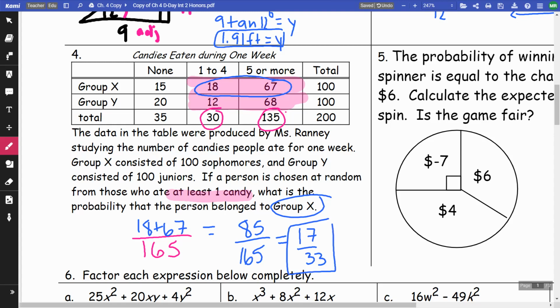And that's my answer. So in this case, it's not out of the total 200. We have a condition, this "if," that limits our sample space to only people who have at least one candy, which is everything I have here in pink, which was 30 and 135, which gave me my 165. Out of those, how many were from group X? That's the blue circle I did: 18 and 67, which gave me 85.